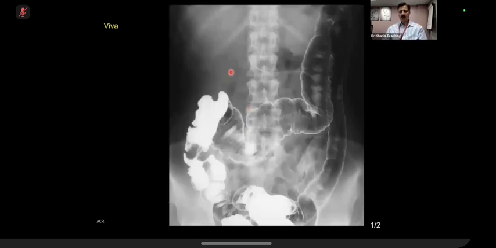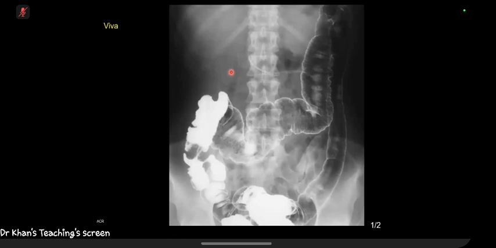Okay, this is your last case, candidate one. Can you describe it? So that's the double contrast film in which I can see there is apple core appearance in the right ascending colon with the shouldering and narrowing of the lumen. So this shows with the background of multiple polyps in the rest of the colon.